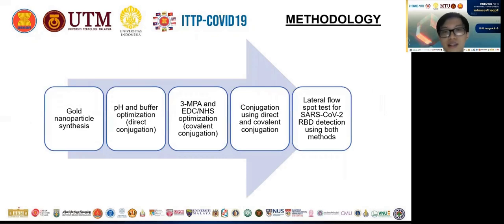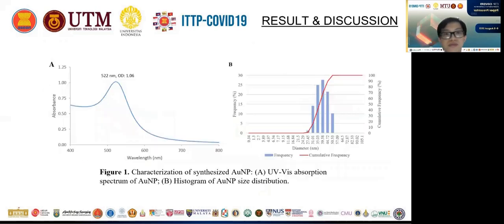And this is the methodology for this research. First of all, we'll synthesize the gold nanoparticle, and then we'll optimize the pH and the buffer for the direct conjugation, and we will optimize the 3-MPA and EDC-NHS concentration for the covalent conjugation. And after the optimization, we will conjugate both of them. And after that, we apply them in the lateral flow assay to detect the RBD of SARS-CoV-2.